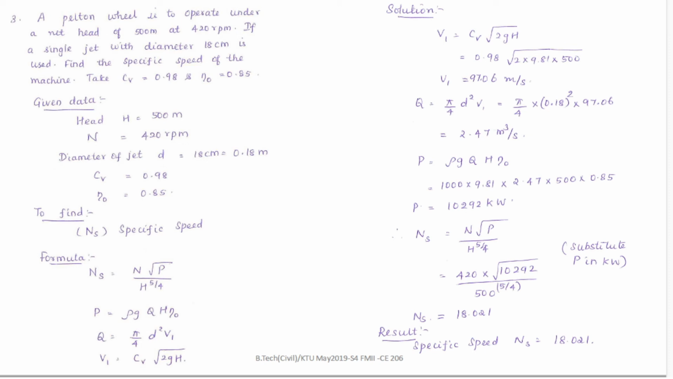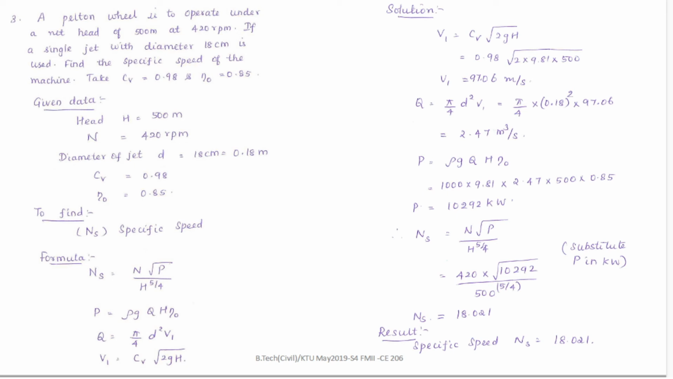For a turbine, we get power. So in the specific speed formula, Ns is equal to, you have to write P. And if it is a pump, instead of P, you have to write Q. H is the same, but the exponent is different. If it is a turbine, you have to substitute 5 by 4. If it is a pump, you have to substitute 3 by 4. Okay, now it is clear. So now it is a turbine. So Ns is equal to N into square root of P divided by H power 5 by 4.